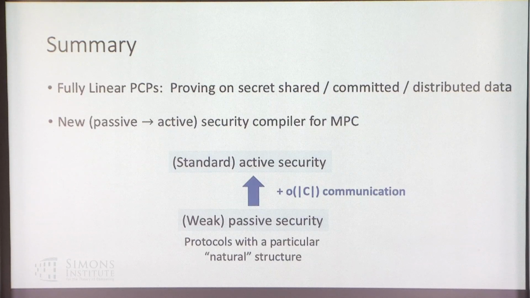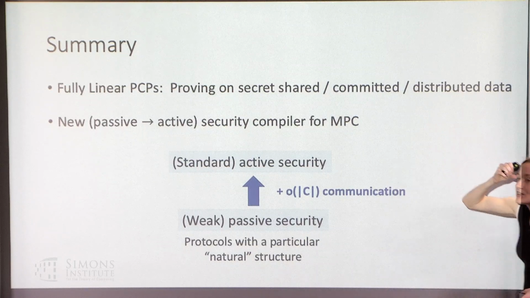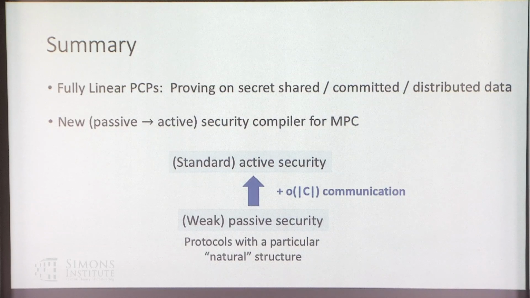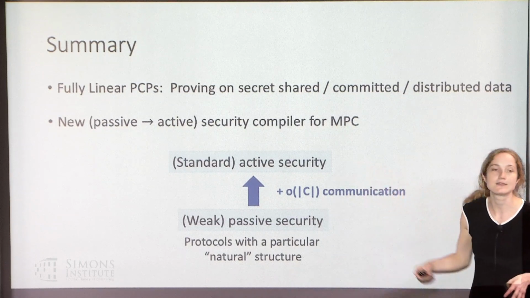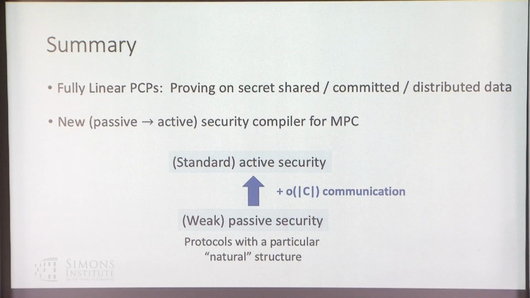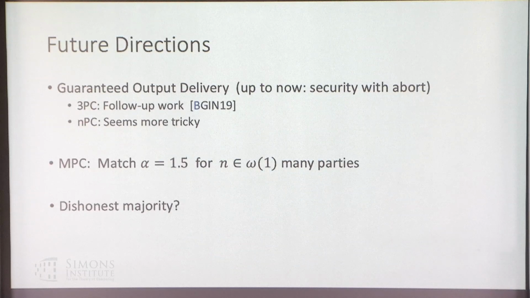Okay, so just to sum things up, fully linear PCPs have a lot of really interesting applications on proving statements where you don't have the statement in hand, but you somehow have, say, linear access to it. And as one example of this, we have a new compiler going from passive to active security in MPC. So I'm already massively over time. I think I won't spend time on future directions.